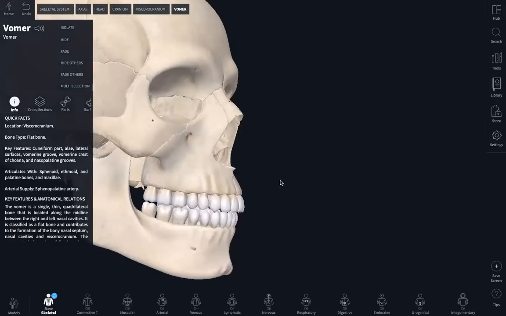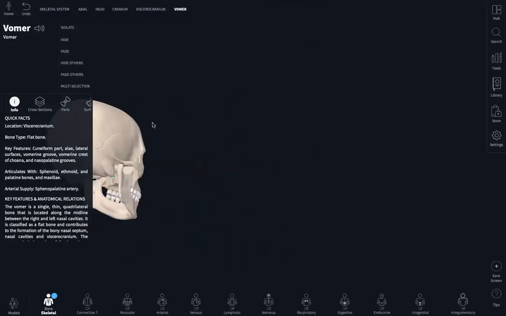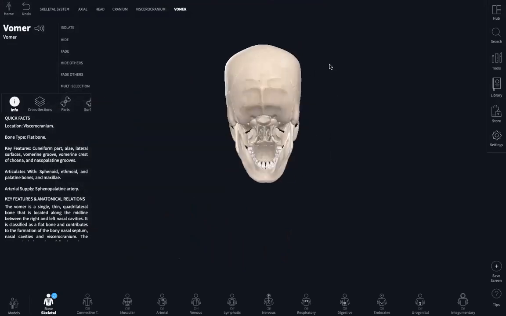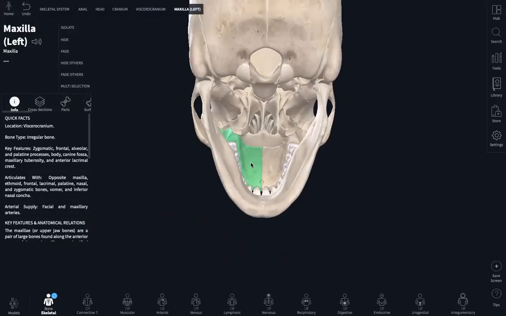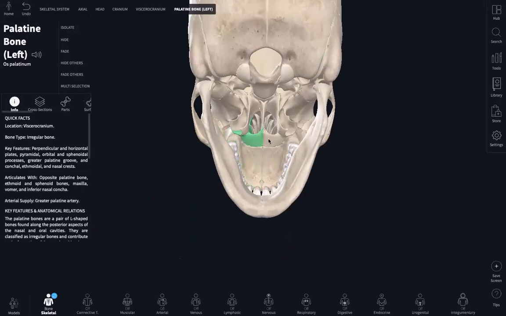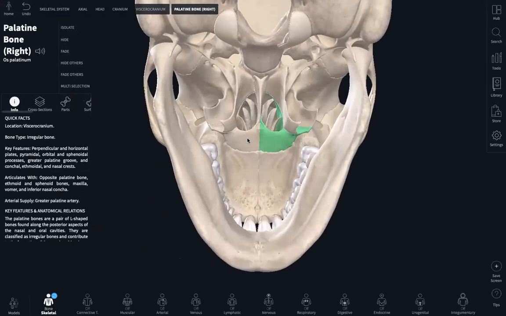Now, the palatine bones. We will turn it upside down and then we can see it. Here we have it. This is one palatine bone, and this is the other palatine bone. Getting it? So we have two palatine bones. Yes, sir. Okay.